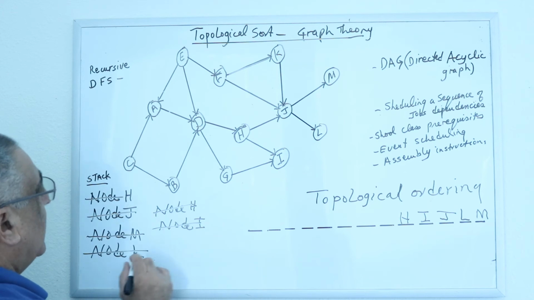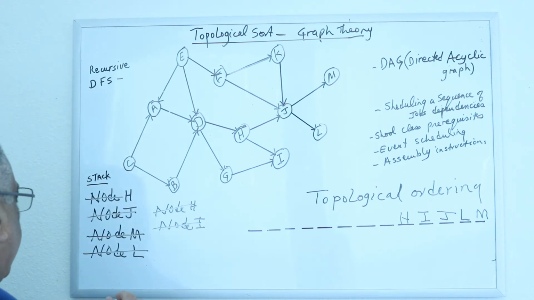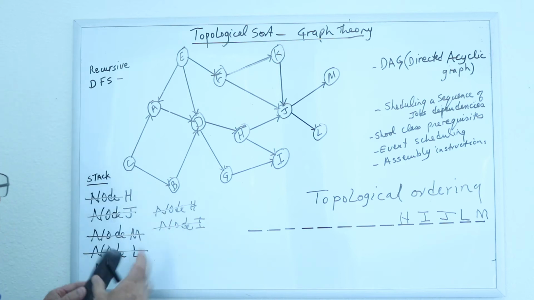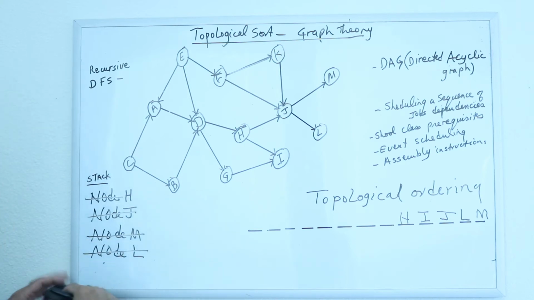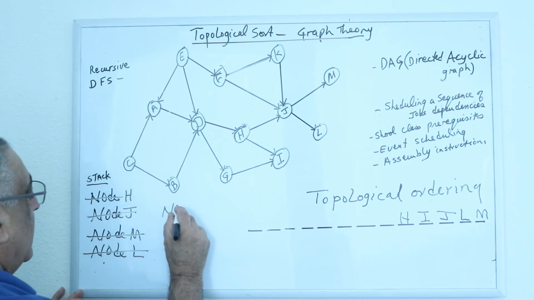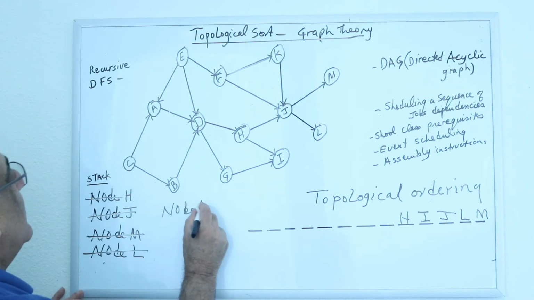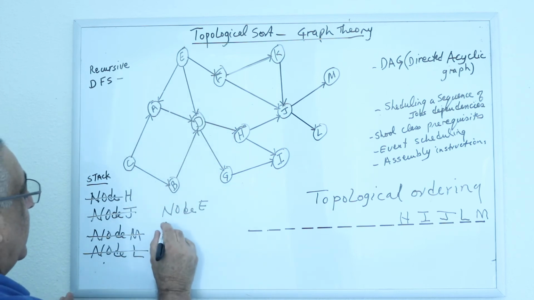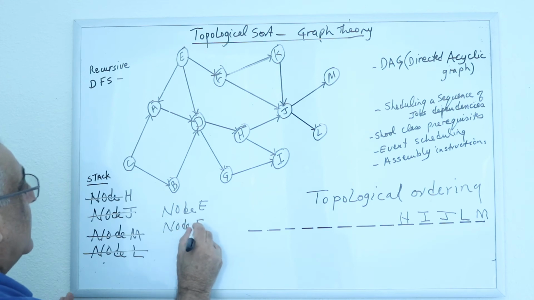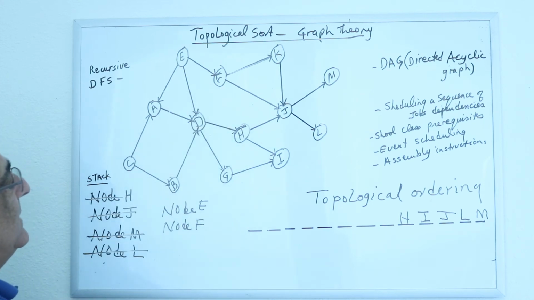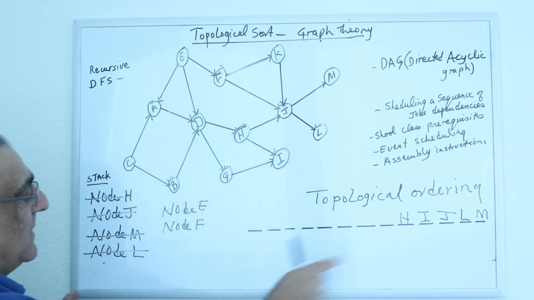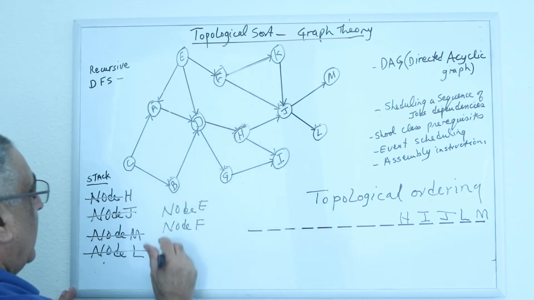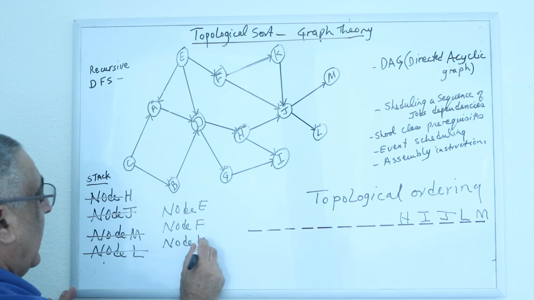Let me erase this one. In this case, I start with E. Now look at my algorithm here. When I start with node E, that can take me to node F. So I put node F here. F has two choices. I can go to J, but J is already gone, so I can't go to J. I can go to K, so I go to node K.